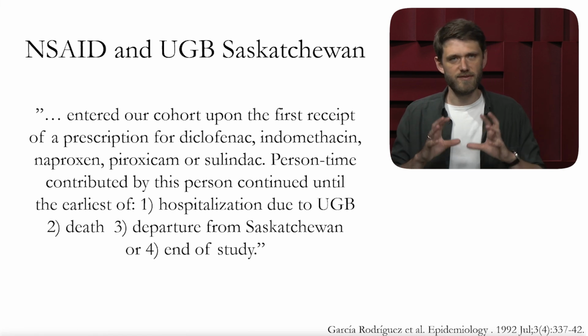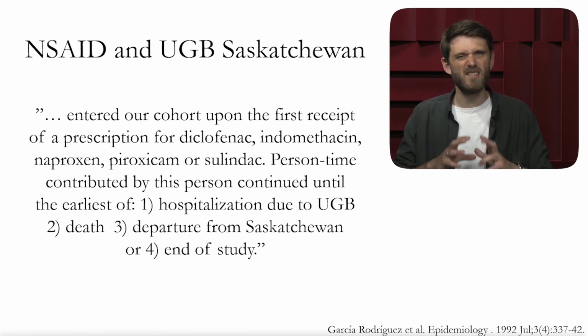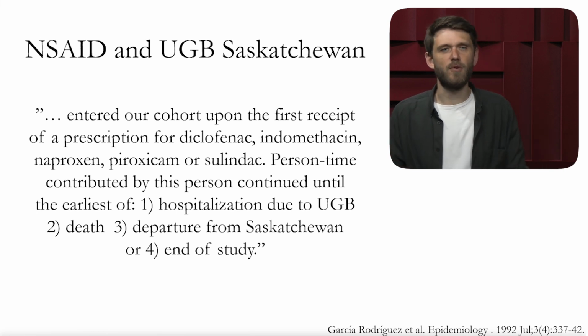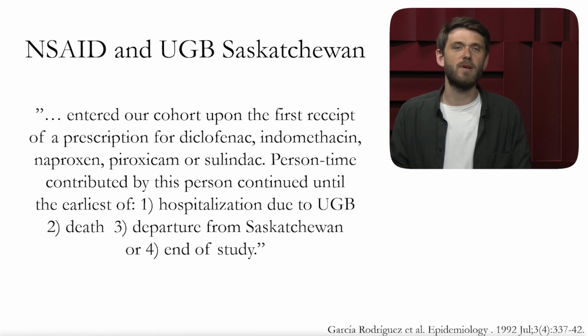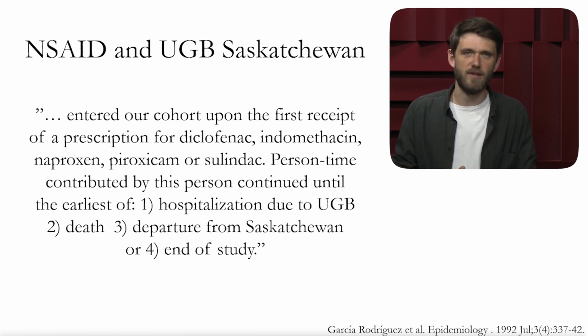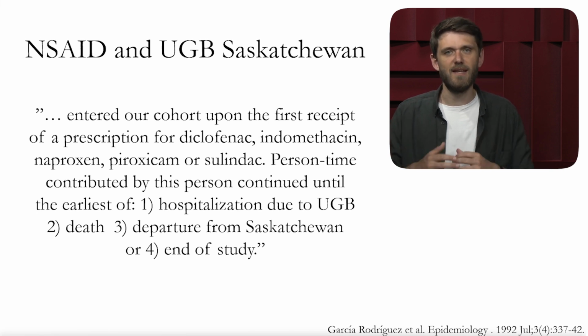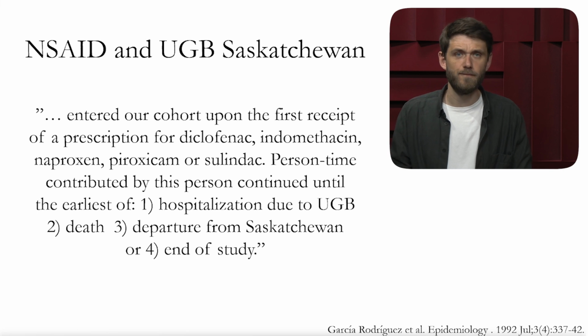So here there is the description of how this study cohort, and actually here there's a singular study cohort, is built. You are included in the cohort upon first receipt of a prescription for diclofenac, indomethacin, naproxen, piroxicam, or sulindac. So 5 different individual NSAIDs, and using any of these will get you included in the cohort.